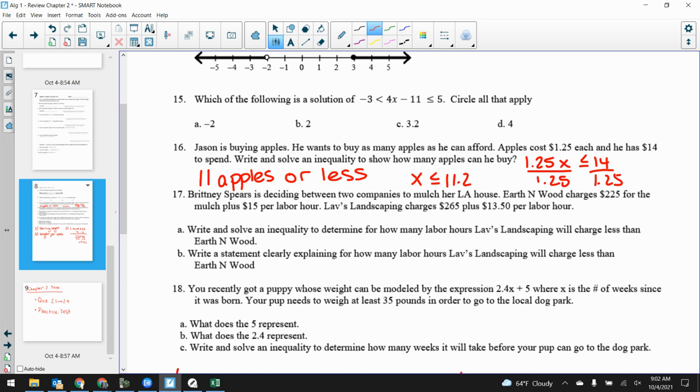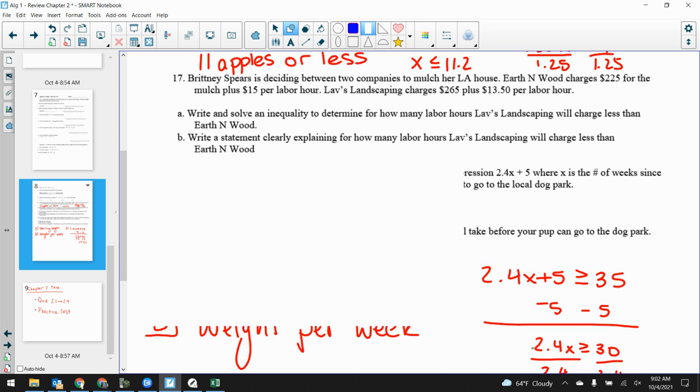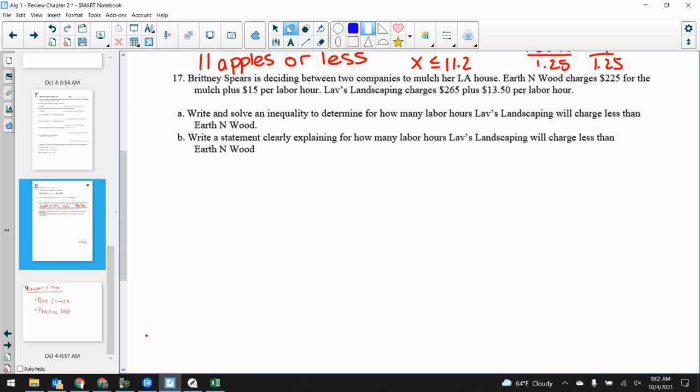Okay, give me another one to go over. Number 17. Apparently I've been into the mulch business. Mr. Delap decided to get funny and put my name in the problem. Now, this one was a little bit tricky because it changes the order a little bit.